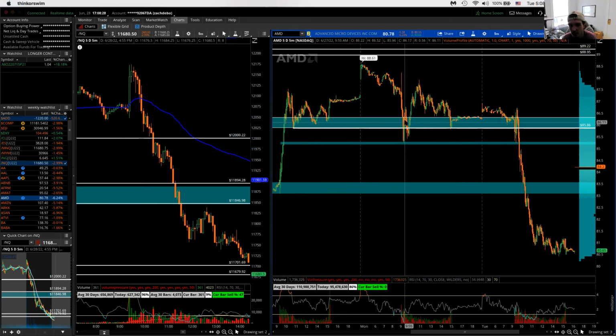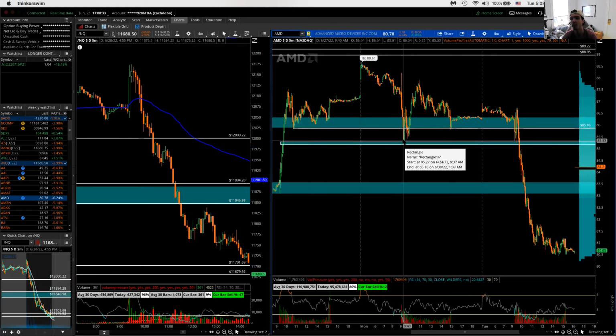So as you can see down here, we just can't seem to break it. We actually formed a little bit lower of a low here. So we want to pay attention to that. That's why there's a box. I have a box outlined here, right?